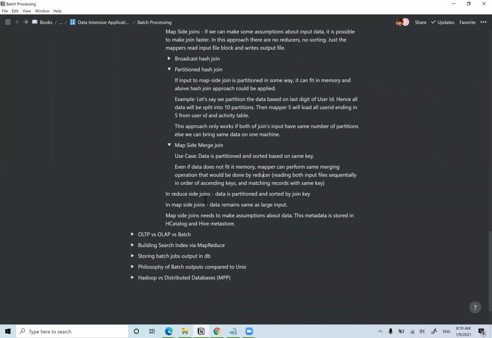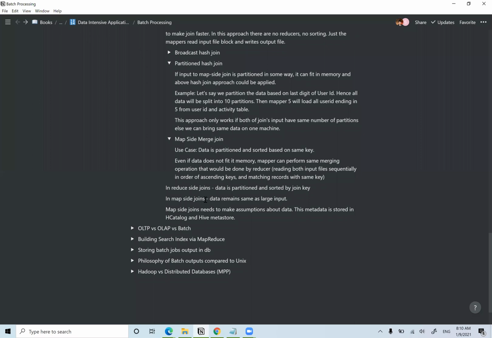The other difference between reduce side joins and map side joins was that in reduce side joins, your final output data would be partitioned and sorted by join key, right? It is doing that shuffling and sorting of your data. But in map side join, all those steps are removed, and the order of the data will remain the same as whatever the input was.